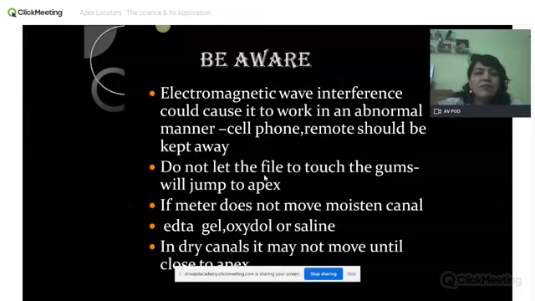So always keep your cell phone, your remote, and other dental equipments away from your EAL when you are taking a working length. Do not let the file touch the gums because immediately the value will jump to the apex. This is exactly like how I spoke that when there is no insulator and there is another conducting medium, then immediately the current will start flowing through that. If the meter does not move, then moisten the canal gently with EDTA gel or saline or Oxidol. In dry canals, it may not move until it has come very close to the apex.